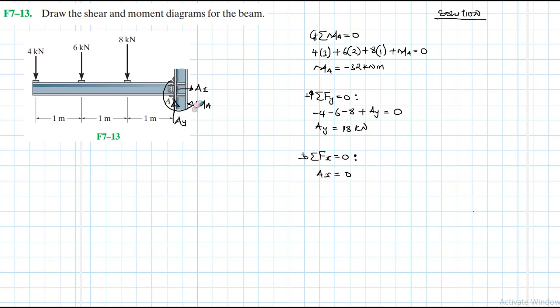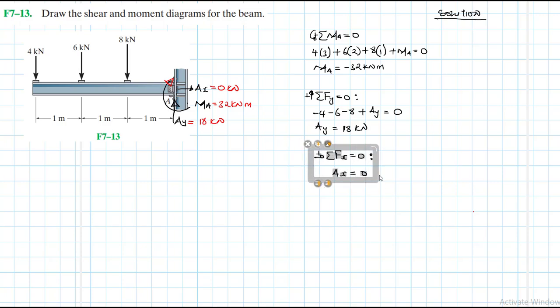So for the moment, minus is just a direction that is going to change. So there we go. So this moment, therefore, is supposed to be instead clockwise, which is 32 kilonewton meters. Ax, we said, is just 0. Ay, we said, is 18 kilonewtons. All right.